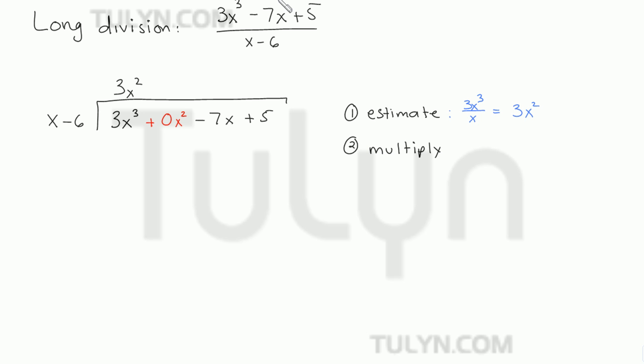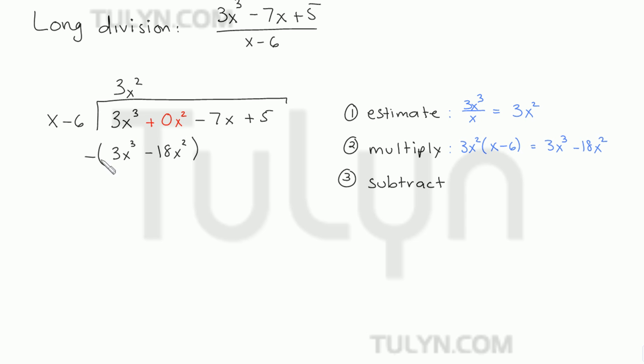is to multiply. In this case, we want to multiply 3x squared by x minus 6. Just like in the real numbers case, when we do long division, the same thing works here. So 3x squared times x minus 6 is going to give us 3x cubed minus 18x squared. So we want to write this down. 3x cubed minus 18x squared. Then the third step is to subtract. So we want to subtract the top part from the bottom part.